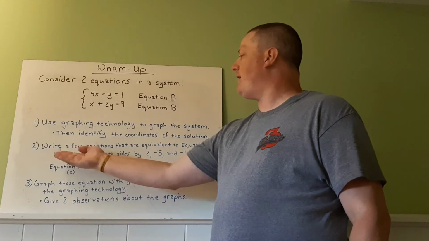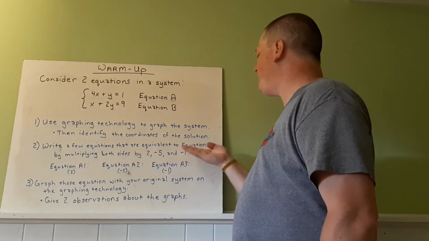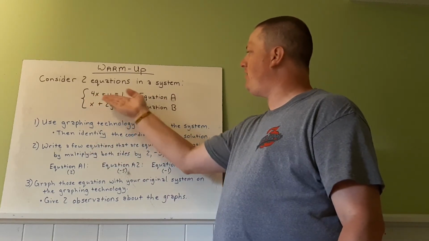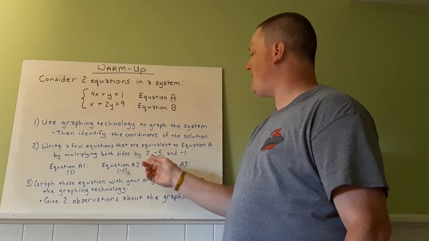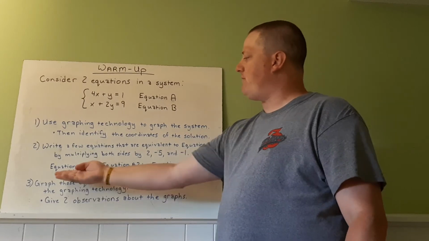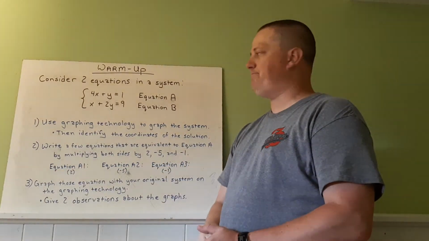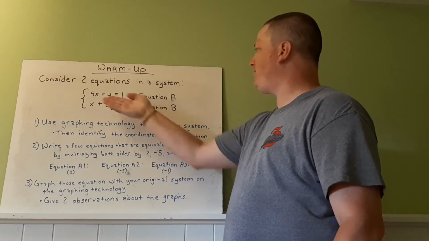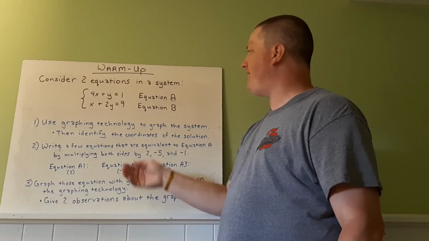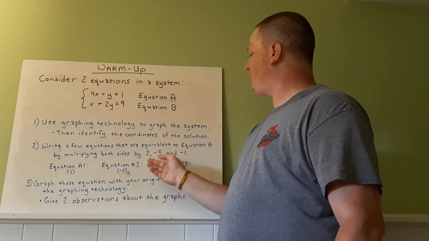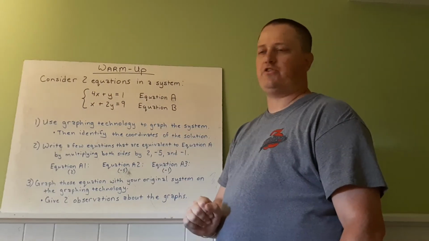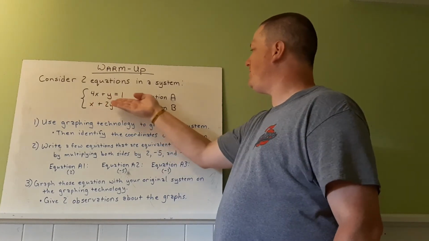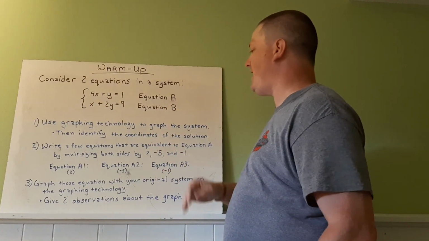All right, then you're going to write a few equations that are equivalent to equation A. What I want you to do is multiply all of equation A, the left side and the right side, by the number 2, and write that down as equation A1. Then you're going to go back to the original and multiply all of it by -5, to get equation A2. And then you're going to do the same thing with -1 to equation A to get equation A3.